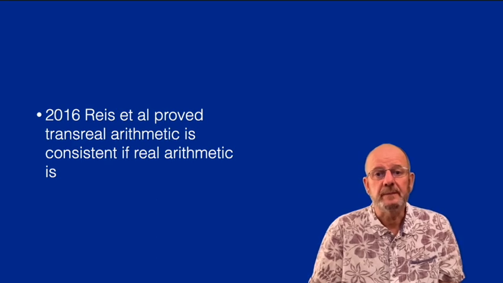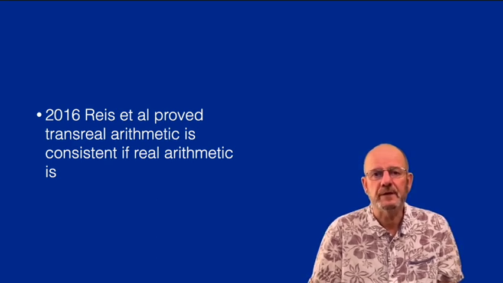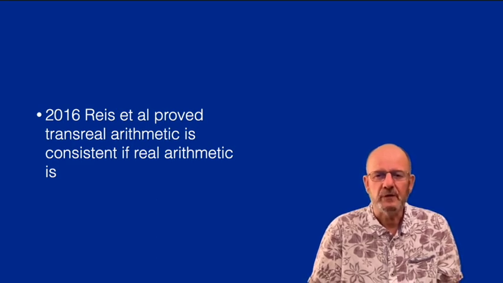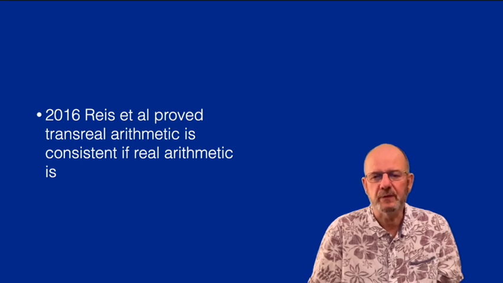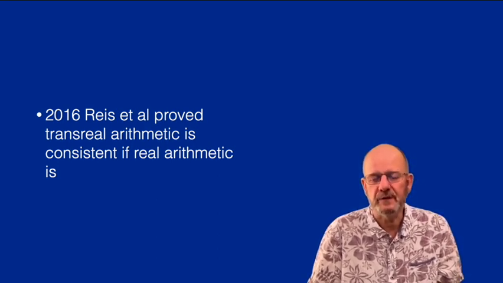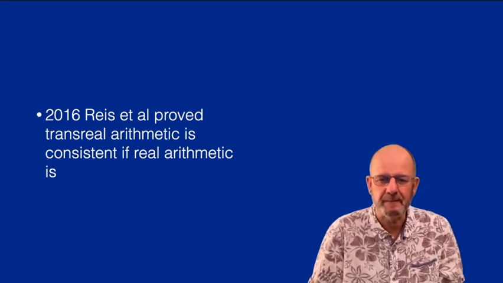In 2016, Reis et al. proved transreal arithmetic is consistent if real arithmetic is, and this has an even stronger result. Transreal arithmetic works if real arithmetic does. But real arithmetic doesn't allow division by zero. So you can't use any property of division by zero to prove transreal arithmetic inconsistent.